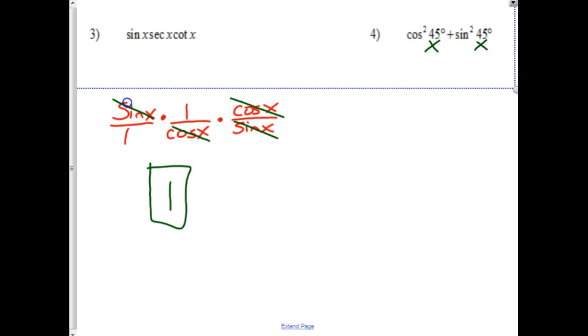So what is cosine squared x plus sine squared x? Okay, again, I'm looking at those squares. I'm saying Pythagorean identity. And since it's addition, technically, that's the same thing as saying sine squared x plus cosine squared x, right? So what's your answer? 1.